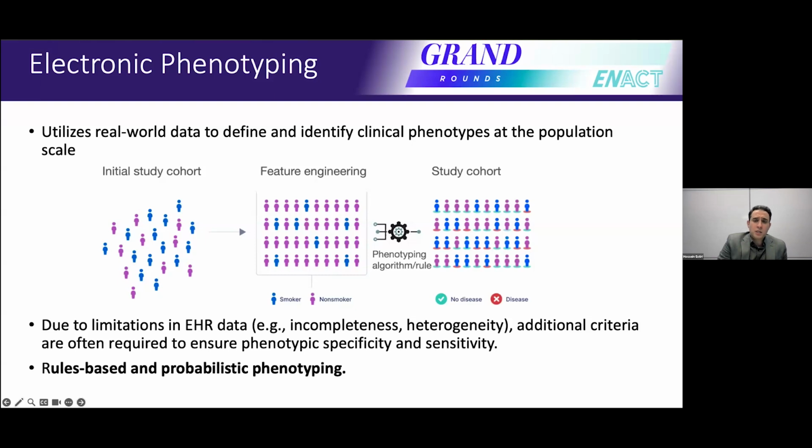What the EHR gives us is scale, but it also brings a lot of challenges most of you are familiar with, including missing information, variable quality, and inconsistent formats and standards. To make it useful, we have to apply smart inclusion and exclusion criteria to fine-tune specificity and sensitivity.